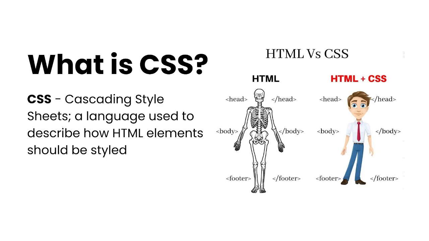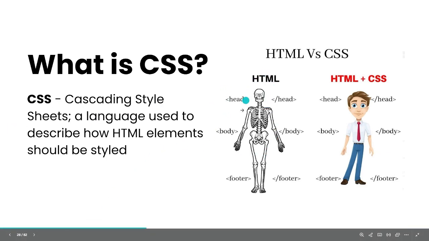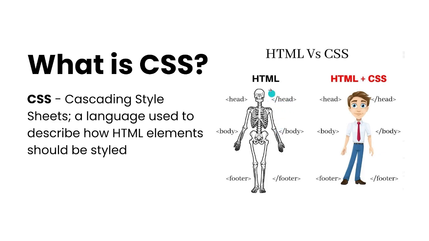While HTML allows us some control over how the page looks, it doesn't give developers much control over the specific look and style of each element. To do that, we need a language to express style, and that's where CSS comes in. As you can see here on the left, you have the skeleton looking section of code, which is the head, the body, and the footer, and that's HTML. And now we can style that head, body, and footer with CSS.